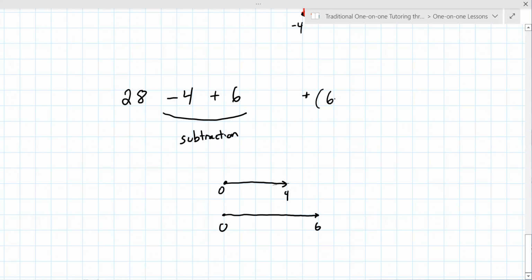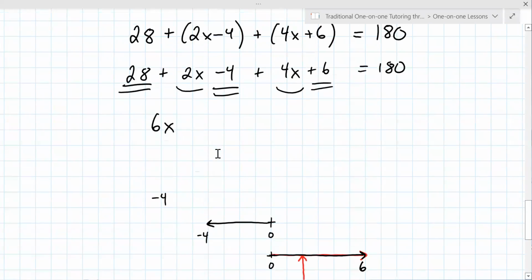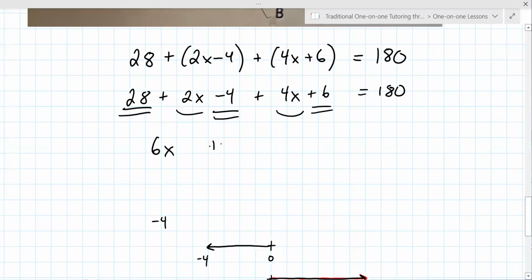Positive 6 minus 4. What is 6 minus 4? 6 minus 4 is 2. Okay, so this part right here is 2. So it becomes 28 plus 2. What is 28 plus 2? 30. Okay, so if we go back here, 6x plus 30 equals 180.